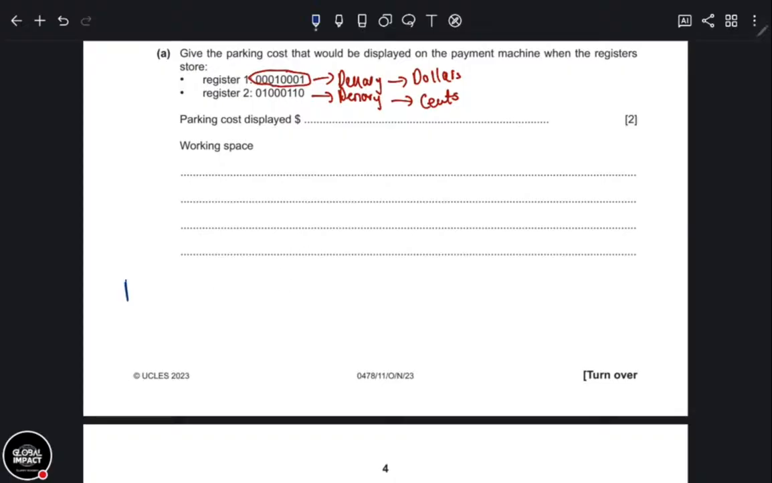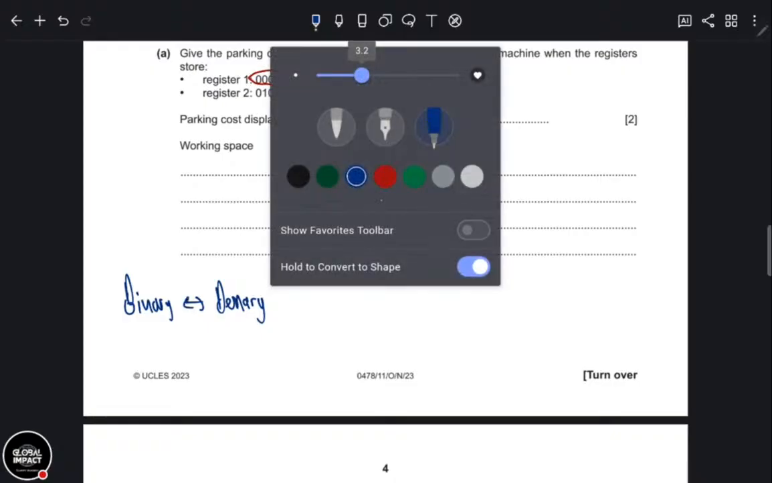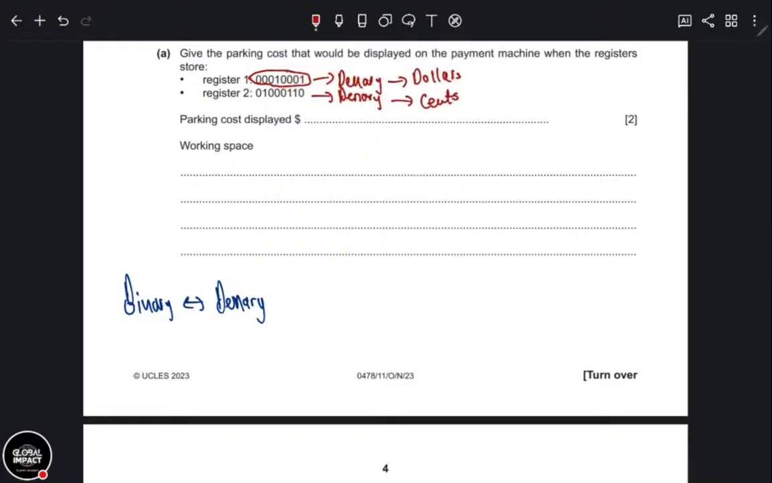Whether you are doing denary to binary or binary to denary, you need to have this one: the powers of 2. 2 to the power of 0 is 1. Then 1 times 2 you get 2, 2 times 2 you get 4, 4 times 2 you get 8, 8 times 2 you get 16, 16 times 2 you get 32, 32 times 2 you get 64, 64 times 2 you get 128.